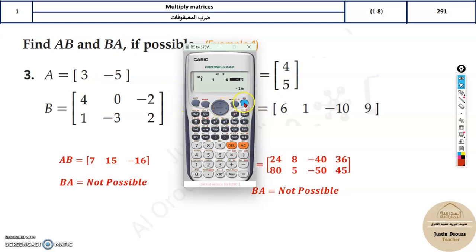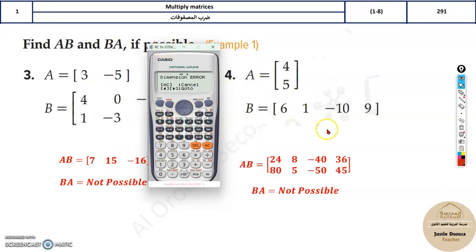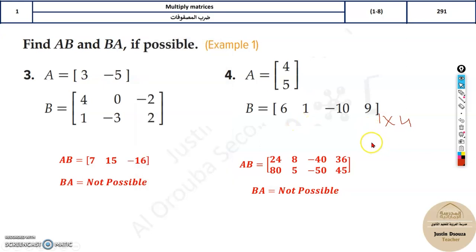But let's try B and A now. Press on. Over here, Shift 4. First is matrix B, that is 4, B and A. Multiply it with A. Now over here you will get a dimension error because it's not possible to be multiplied. Now I told this is not possible to be used in calculator because there are 4 dimensions. This is 1 cross 4. So this is not possible to be multiplied in calculator. You need to know the multiplication method.